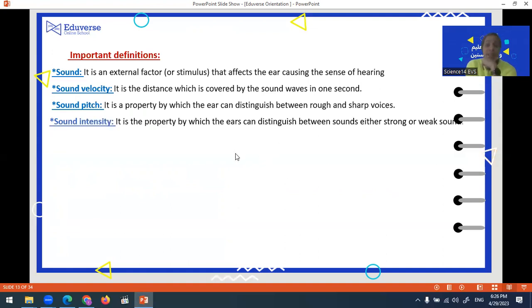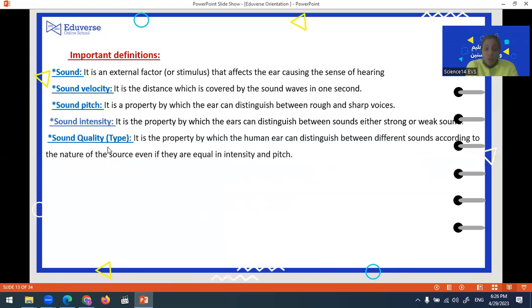What about the sound intensity? It's the property by which the ear can distinguish between sound either strong, like when I'm shouting, I can't shout now, or weak sound like whispering. Okay. Sound quality or type.